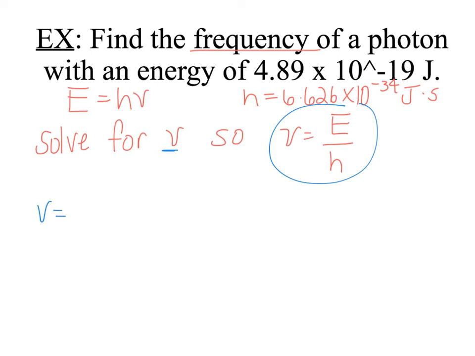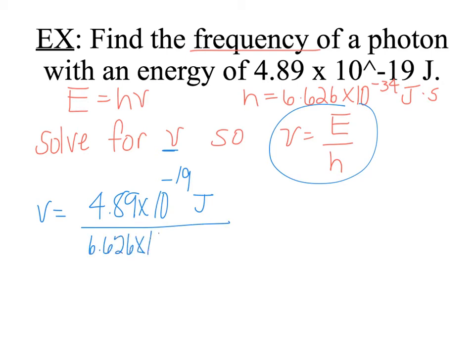They've given us the energy of 4.89 times 10 to the negative 19 joules. And we're going to divide that by Planck's constant of 6.626 times 10 to the negative 34 joules times second. And this time our joules are going to be canceling, and it's going to leave us with the unit of second to the minus 1, which remember is the same thing as a hertz.